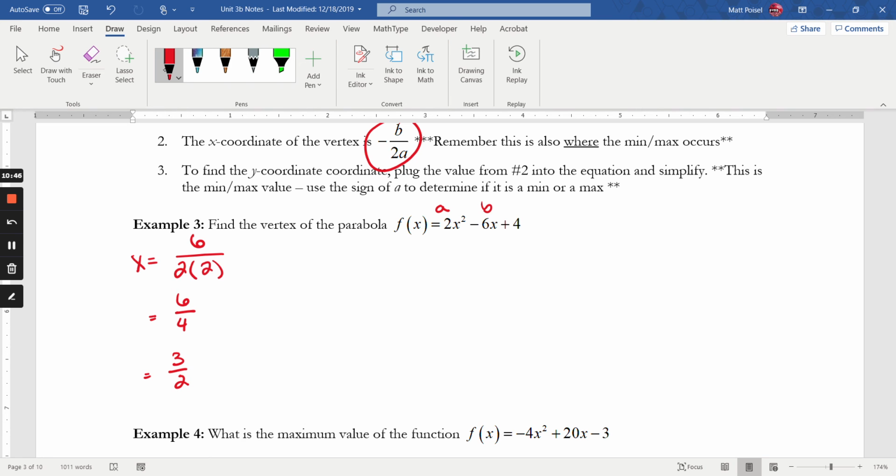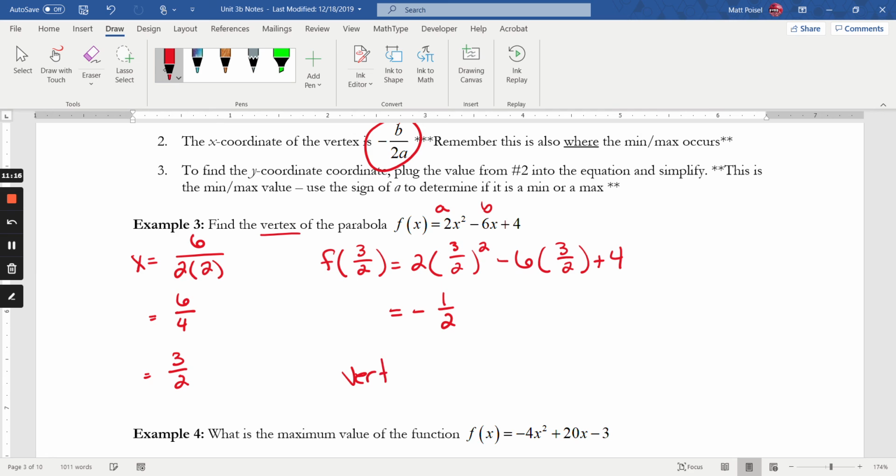All right, now, I'm asked to find the vertex. That means I've got to find the x and the y value. So once we get here, we're just going to plug and chug. Now, I'll be honest, I would really rather you just use your calculator at this point in time. Type it in exactly like this, right? 2 parentheses, 3 divided by 2, parentheses squared, and then just keep going. Once you hit equals, you should get negative 1/2. That means my vertex is 3/2 and negative 1/2.